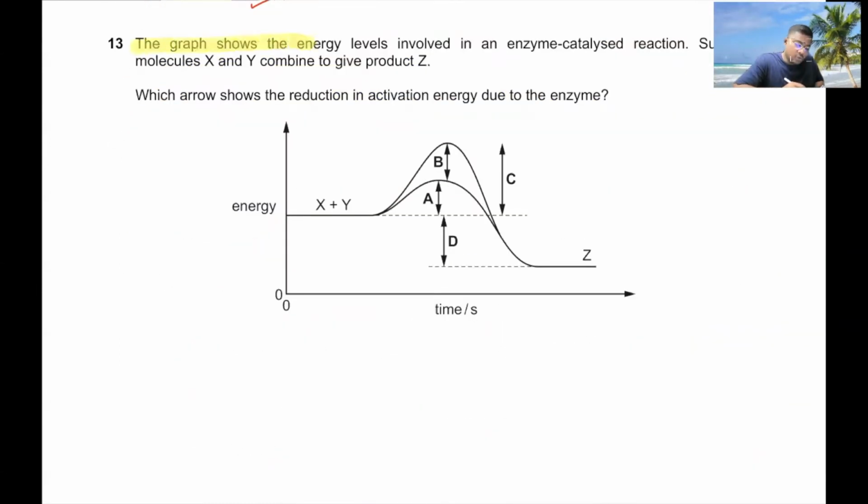The graph shows the energy levels involved in an enzyme catalyzed reaction. Substrate molecules X and Y combine to give product Z. Which row shows the reduction in activation energy due to the enzyme? So obviously B shows the reduction in activation energy. So B is the correct answer. Question number 13, B.